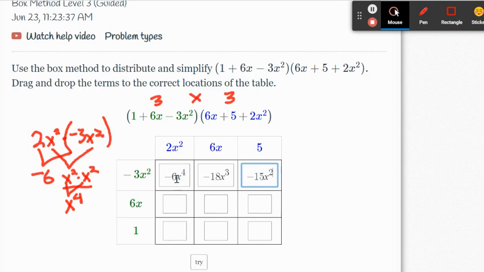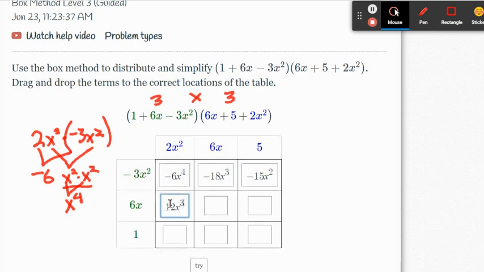Then I'm going to multiply the 2x squared coming down to the 6x. So I'm working everything here in the 2nd row. So 6x times 2x should give me 12x to the 3rd. And then I'm going to get 6x times 6x, which will give me 36x squared. And then I've got 6x times 5, which should get me 30x.